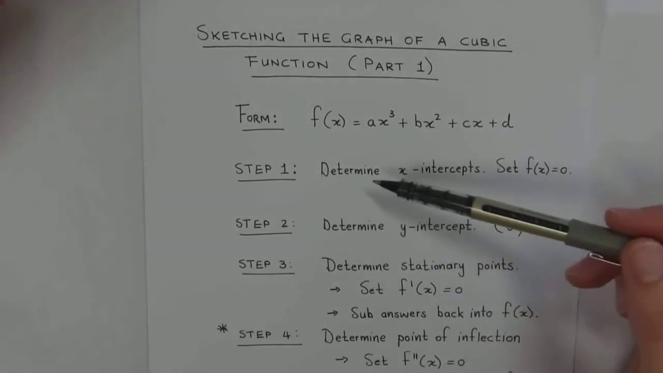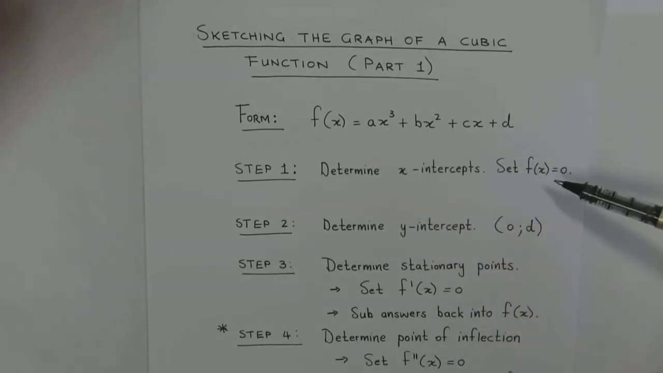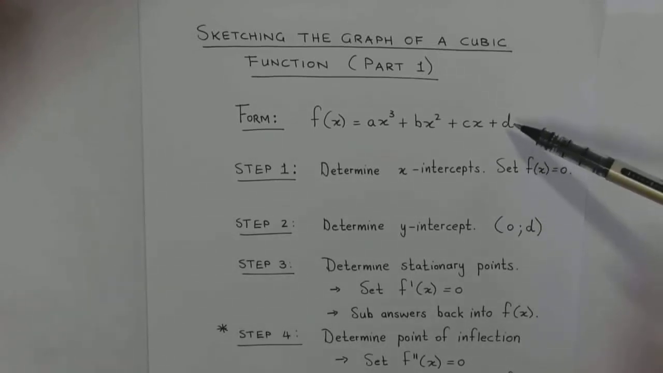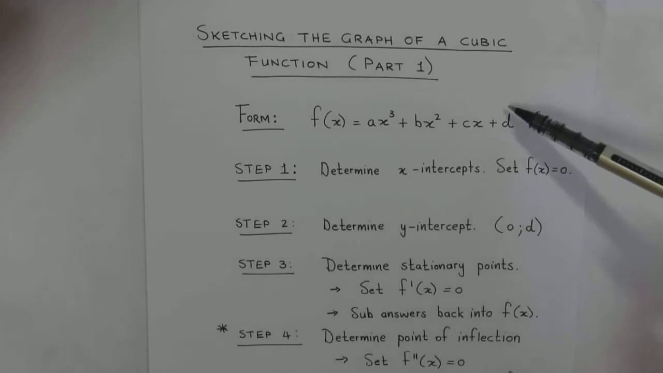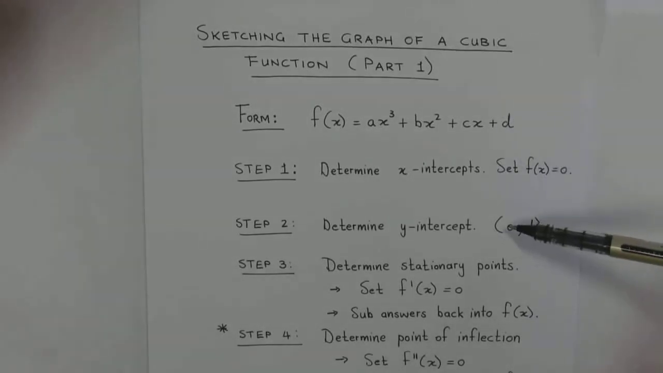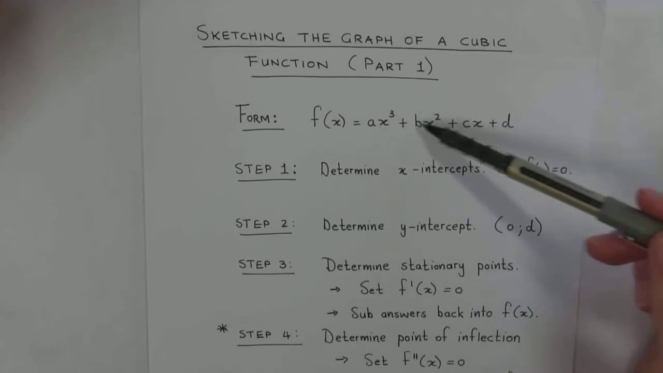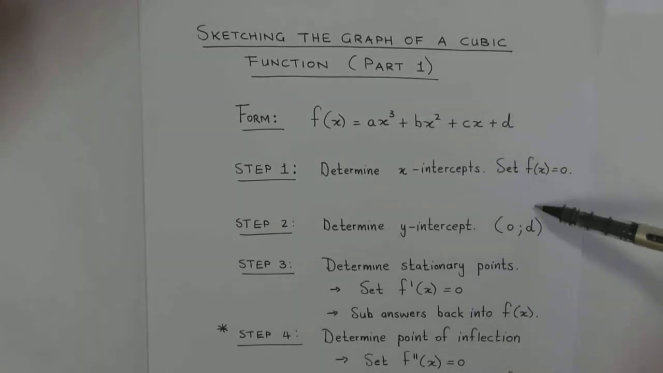So step 1, determine the x-intercepts, and that obviously is by setting f(x) equal to 0. Because for any graph, if you want to find the x-intercepts, you make y, or in this case f(x), equal to 0. Then, step 2, determine the y-intercept. This is pretty easy and straightforward because that's just going to be my constant value. Logically speaking, if I make x equal to 0, all of these terms will become 0, and only d will remain, so the y-intercept is the point (0; d).